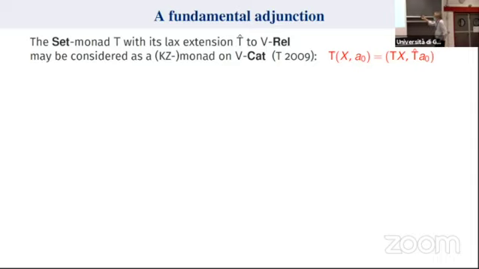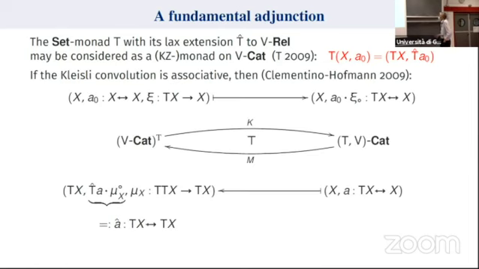If you take a V-category (X, a0), where a0 is the Hom of that V-category, and you just apply the set monad to the set X and the extension to the structure, you get a V-category again. You get a monad, a good monad. And when you have a good monad, then you want to form the Eilenberg-Moore category. And of course, you want to compare this with our TV-cat. And that was done by Clementino and Hofmann in their paper shortly afterwards.